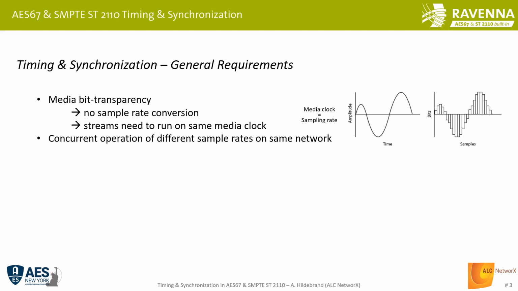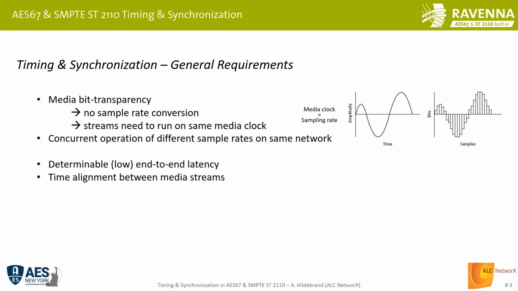Of course, I don't want to be restricted to just one sample rate for the whole network. I want to be able to use different sample rates, also different media like audio and video, on the same network. So the technology needs to support different media clocks or sample rates on the same network at the same time. Another very important requirement is that I definitely want to have a determinable and, if possible, also a very low end-to-end latency between input and output.